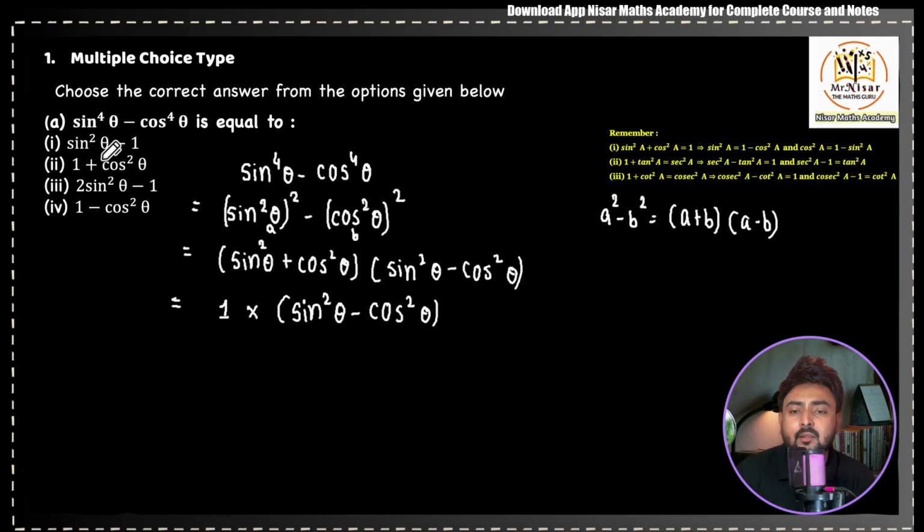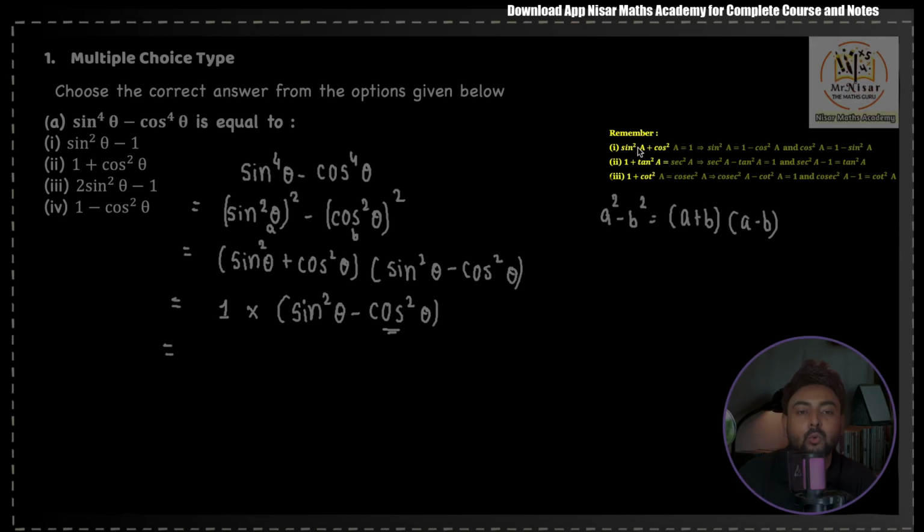In the options, we have sine square theta, and we have cos square theta. So what can we do here? Can we convert this cos into sine? How to convert cos into sine? We know that sine square theta plus cos square theta is equal to 1. This is our trigonometric identity number 1. So cos square theta is equal to 1 minus sine square theta, or sine square theta is equal to 1 minus cos square theta. See here, I have already written all these three identities on the board so that you remember them.